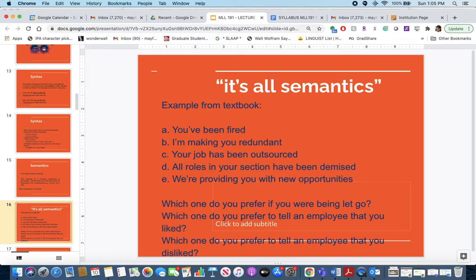So which one would you prefer if you were being let go? Which one would you prefer to tell an employee that you liked? And which one would you prefer to tell an employee that you disliked? I'm sure you would all pick A for that one. You're fired, for those of you who dislike your employees.